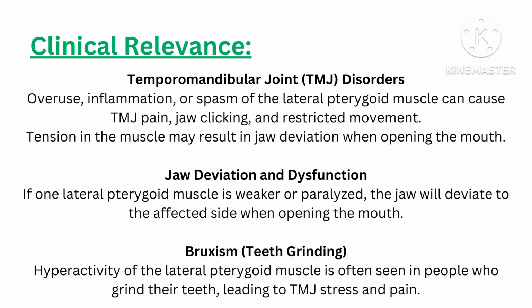Clinical relevance. Temporomandibular joint disorders. Overuse, inflammation, or spasm of the lateral pterygoid muscle can cause TMJ pain, jaw clicking, and restricted movement. Tension in the muscle may result in jaw deviation when opening the mouth. Jaw deviation and dysfunction. If one lateral pterygoid muscle is weaker or paralyzed, the jaw will deviate to the affected side when opening the mouth. Bruxism or teeth grinding. Hyperactivity of the lateral pterygoid muscle is often seen in people who grind their teeth, leading to TMJ stress and pain.